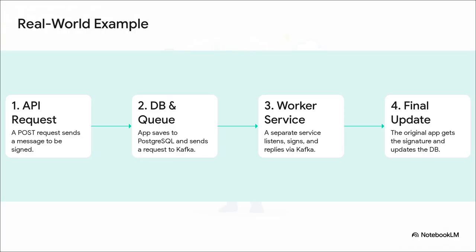A request comes into our API, our service writes some data to a Postgres database, and at the same time, fires off a message to a Kafka topic. Then, some other worker service out there is listening to that topic, it grabs the message, does some work, and then replies on a different topic. Finally, our original service hears that reply and updates the record in the database. Phew, that's a lot going on, involving both a database and a message broker.